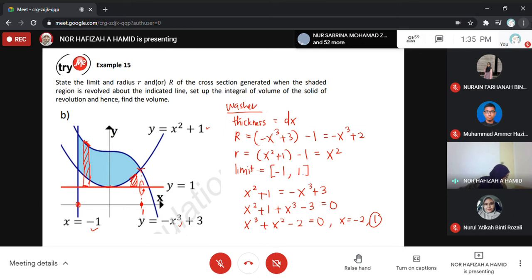So you already have the limits, the outer and inner radius, and you also know the thickness. Then you can directly substitute into the formula of the washer. The formula of the washer has pi, then R square minus the inner radius square. You can also calculate R square separately. For example, you first calculate R square, meaning negative x cube plus 2 times negative x cube plus 2, then put the answer into the formula. Or you can calculate directly when you put it into the formula. Let's calculate directly.